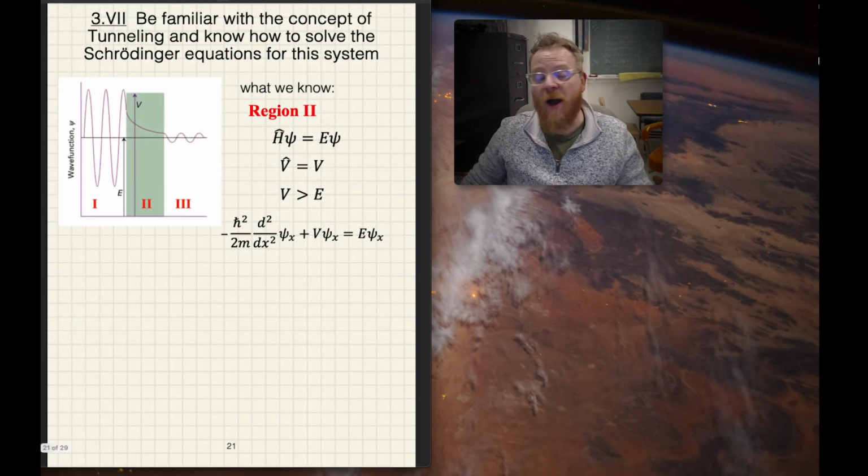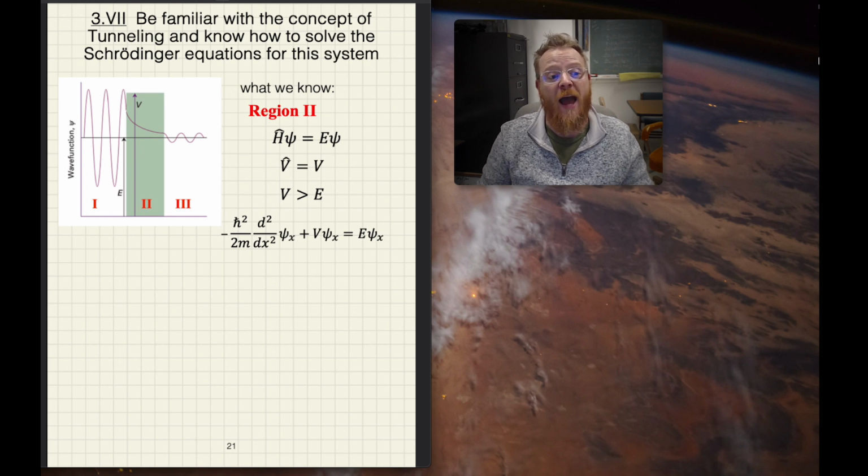So this region will be subtly different because now we have potential energy, okay? So we have potential energy right here. And we can see in this case, we're going to regard our potential energy as constant, and we're going to say that it is greater than the total energy as indicated on the graph. Okay. So let's do it. We can solve this thing.